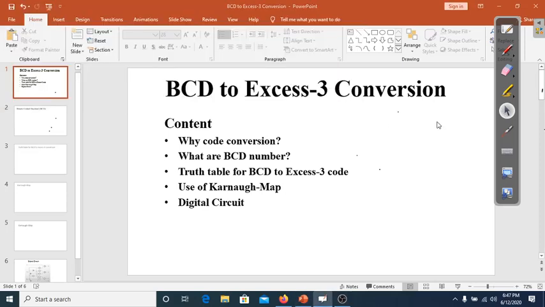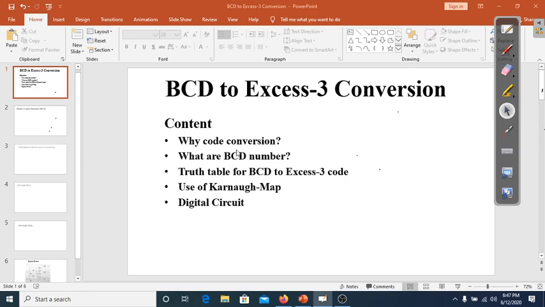In this lecture, we will talk about BCD to Excess-3 code conversion. The outline of this lecture is as follows. First, we will learn about code conversion, and why we use it. Then we will talk about BCD numbers, binary coded decimal numbers. These are the binary codes corresponding to decimal numbers.